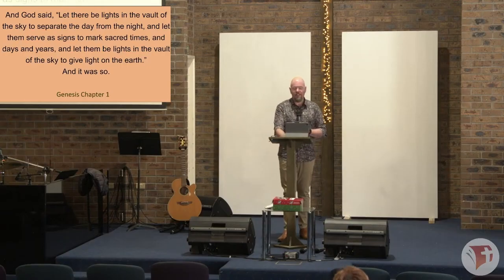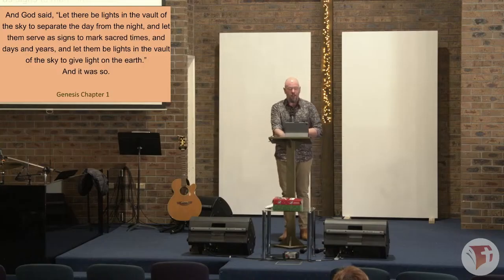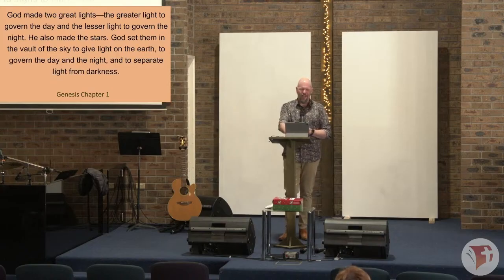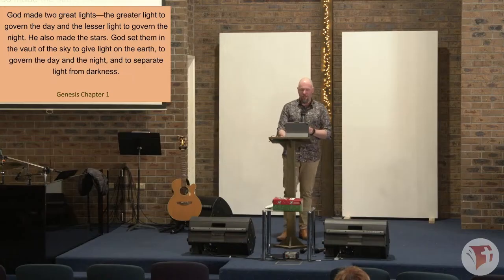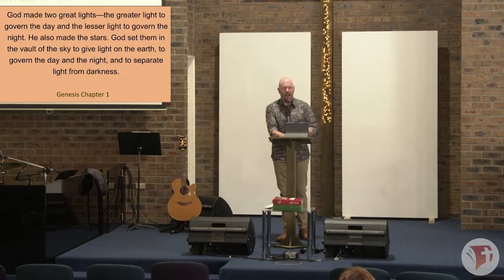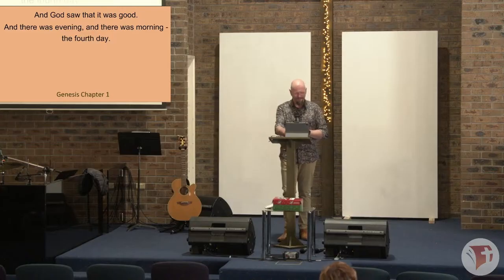God said, "Let there be lights on the vault of the sky to separate the day from the night, and let them serve as signs to mark sacred times and days and years, and let them be lights in the vault of the sky to give light on the earth." And it was so. God made two great lights, the greater light to govern the day, the lesser light to govern the night. He also made the stars. God set them in the vault of the sky to give light on the earth, to govern the day and the night, and to separate light from darkness. And God saw that it was good. There was evening, there was morning, the fourth day.